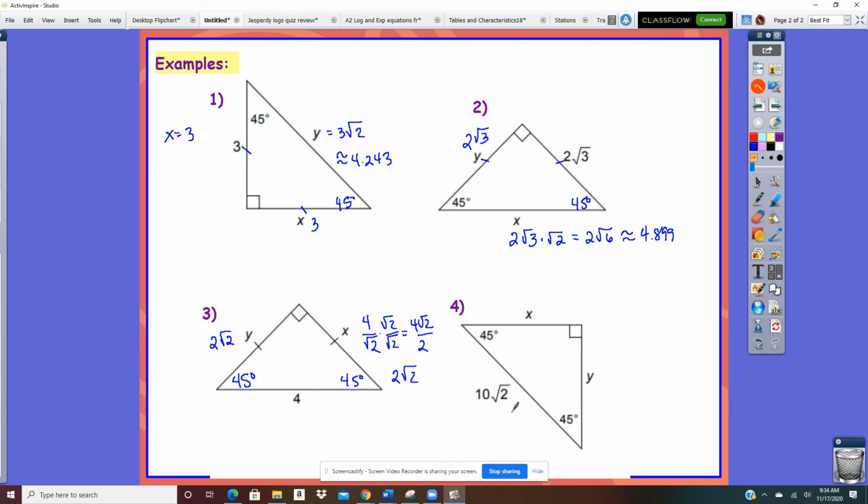Okay, in this last example, you're given the hypotenuse. That's already a radical. So again, you're getting smaller. So to find y, you're going to take 10 square root of 2, and you're going to divide it by the square root of 2. Now this one's nice because the square roots of 2 cancel and give you just 10. Well, that means this is also 10. And you can see you're going from hypotenuse to leg, so you're just getting rid of that square root of 2. Okay, so that was 45, 45, 90 degree special triangles.